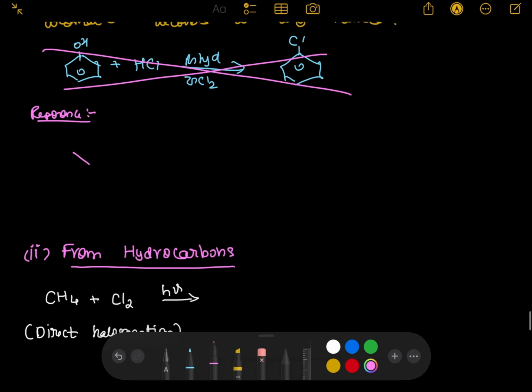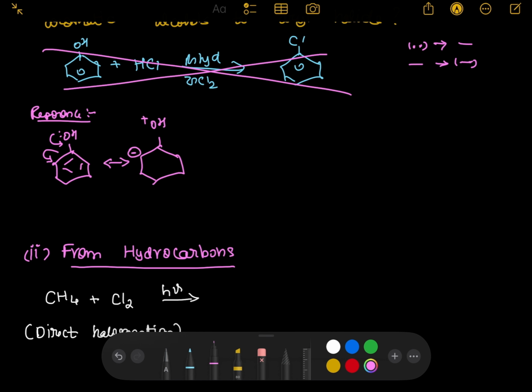So, how does resonance work? Basically, this is my lone pair. My lone pair becomes my bond pair, and my bond pair becomes my lone pair. That's literally it. Move the charge. Now it becomes O plus. My lone pair became my bond pair, and my bond pair became my lone pair. Now, moving the charge.